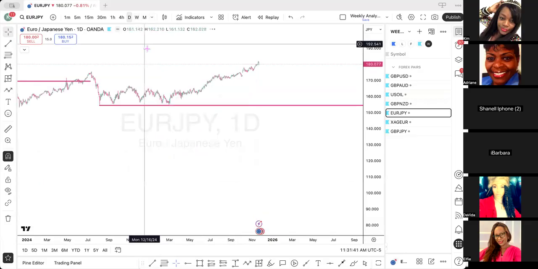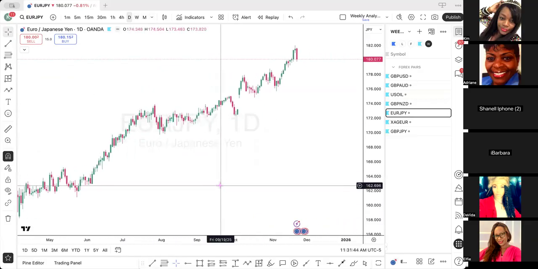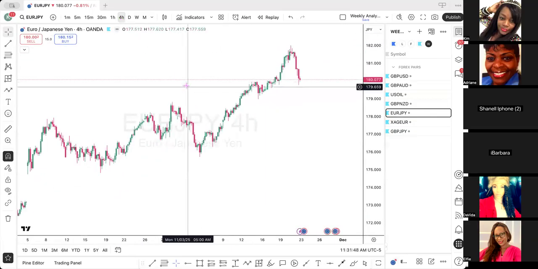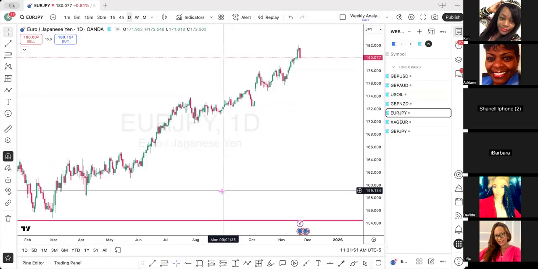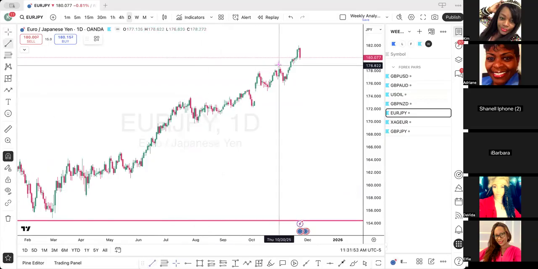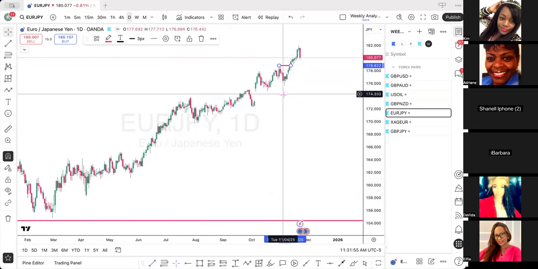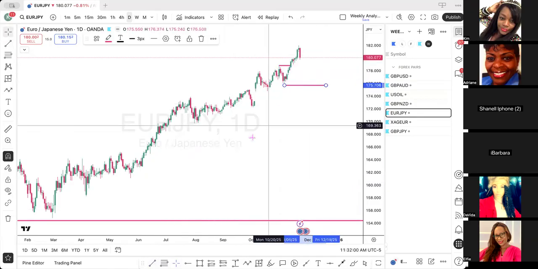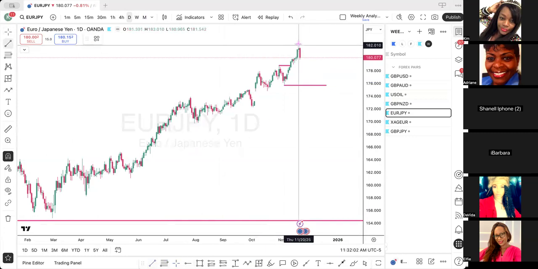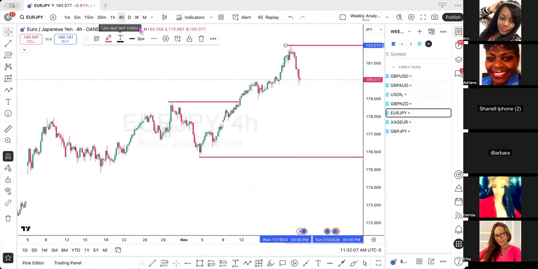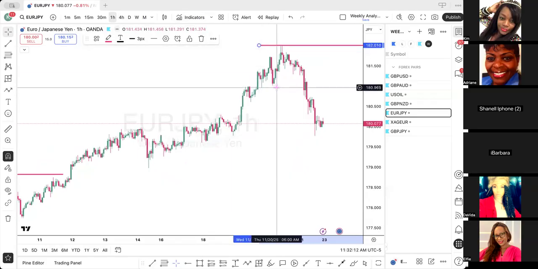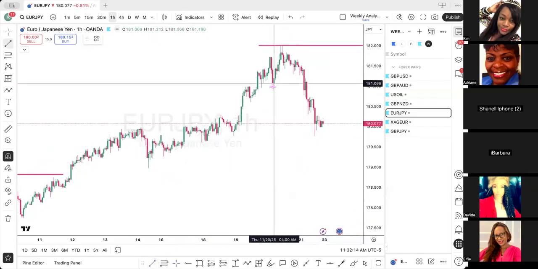So now let's go down to a lower time frame. Let's go to the 4-hour. This is our daily breakup structure, our daily swing low, and of course, this is our swing high. So let's go see if we have a shift in structure anywhere. All right, so we have this shift in structure here.